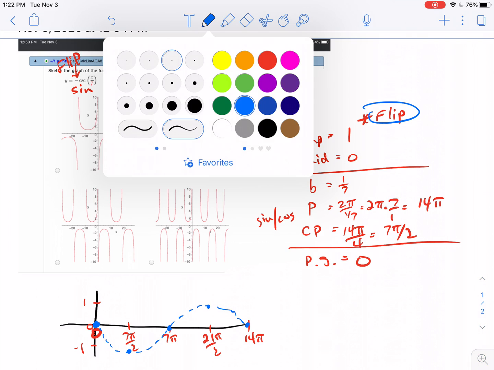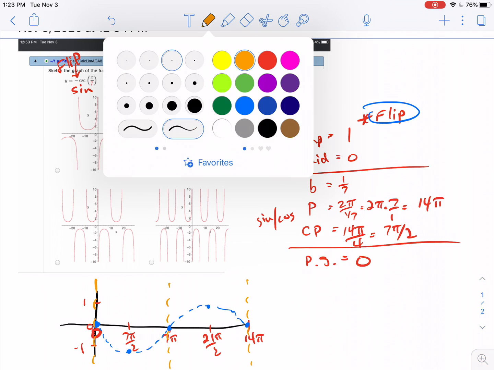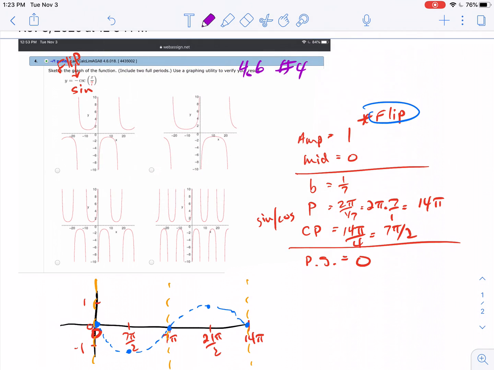And wherever that dotted line hit the x-axis, let's draw on vertical asymptotes. And then on the minimum, touch the minimum and do a U-shaped graph that opens down between the critical values. And on maximums, touch the maximum and go up in between those vertical asymptotes. So we have to find a graph that is opening down at about 7 pi over 2.